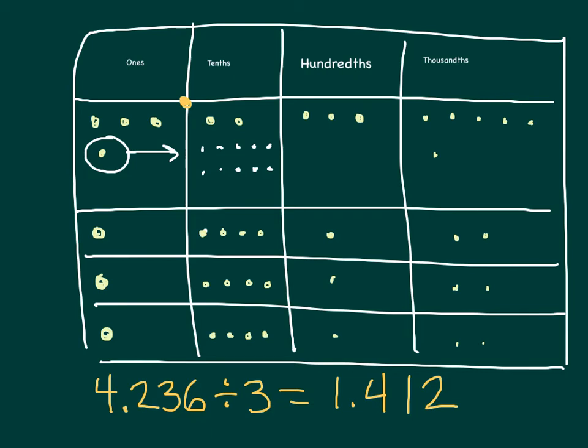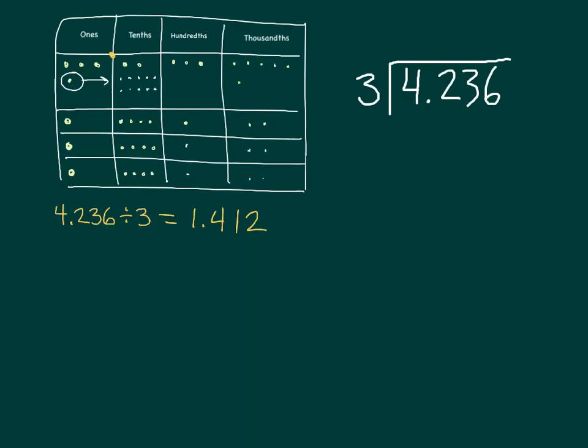Now I want you to keep this place value chart in mind when we go to look at the standard algorithm. Okay, so I've moved my chart over here so we can still refer to it, and I've written the division problem in a way that should look familiar to you. I have my dividend here, 4 and 236 thousandths, and I have my divisor 3. And the first thing I want to do is go ahead and write my decimal point, so I keep my digits in the right place in the quotient.